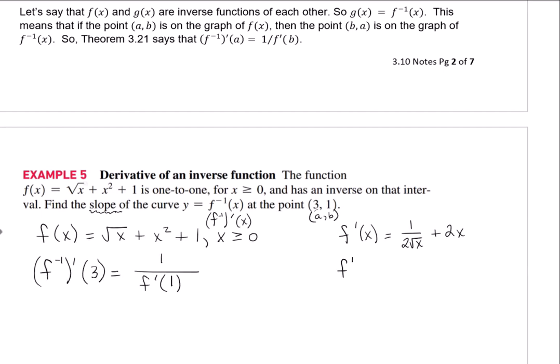So f prime of 1 is equal to 1 over 2 square root of 1 plus 2 times 1. So this is 1/2 plus 2, which is 5/2. So this is going to be 1 over 5 halves, which is 2/5. So this is the slope of the curve y equals f inverse of x at the point (3, 1) by using theorem 3.21.